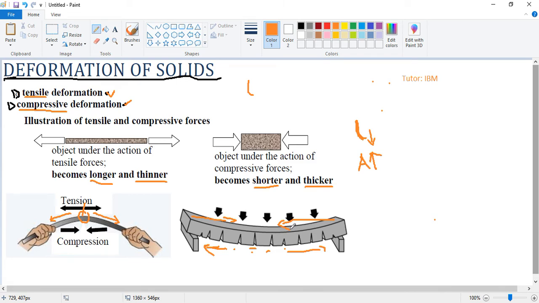So in a nutshell, what I was trying to say here is that tensile forces tend to pull apart, and compressive forces tend to come together, or they tend to squash an object. And when an object is subjected to tensile forces, or when an object is under tension, it experiences what we call tensile deformation. When an object is under compression, it experiences a form of deformation that we are calling compressive deformation.